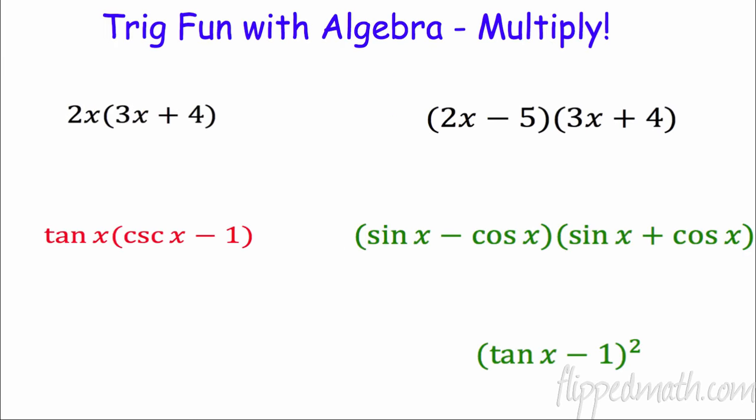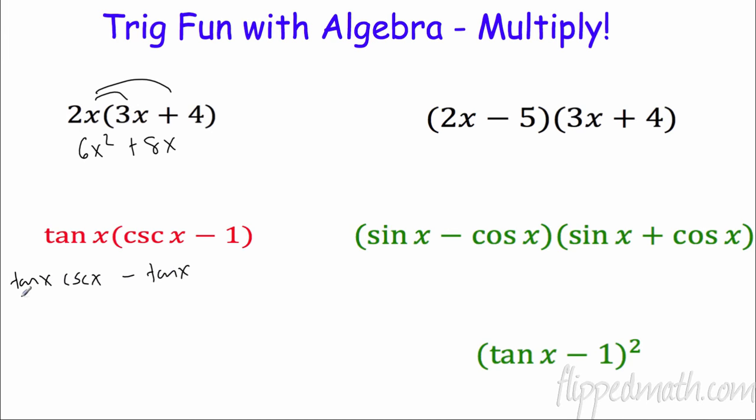All right. Let's have a little bit of fun with trig now. We'll do these pretty quick. Let's review. Just going to distribute. 6x squared plus 8x. It doesn't change much. Tangent x times cosecant x minus tangent x.